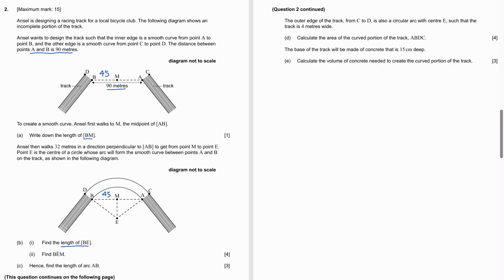ME is 32 meters long and is perpendicular to AB. We want to find the length of BE. Using Pythagoras' theorem on triangle BEM, we get BE equals 55.22 meters. Next, we want to find angle BEM. Using tangent on the same triangle, we get 54.58 degrees.